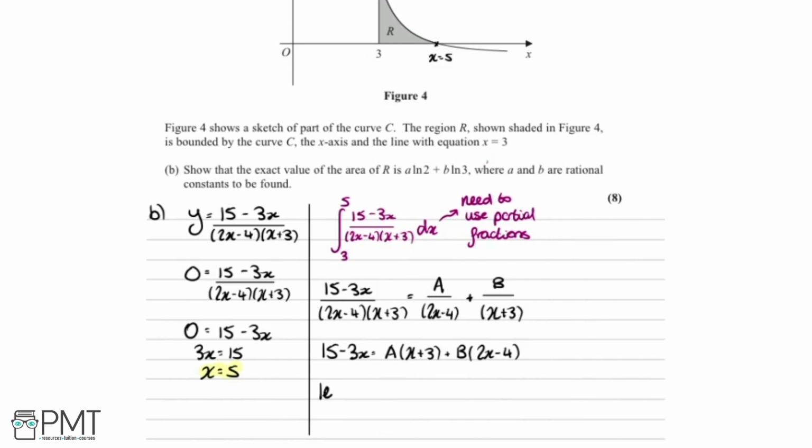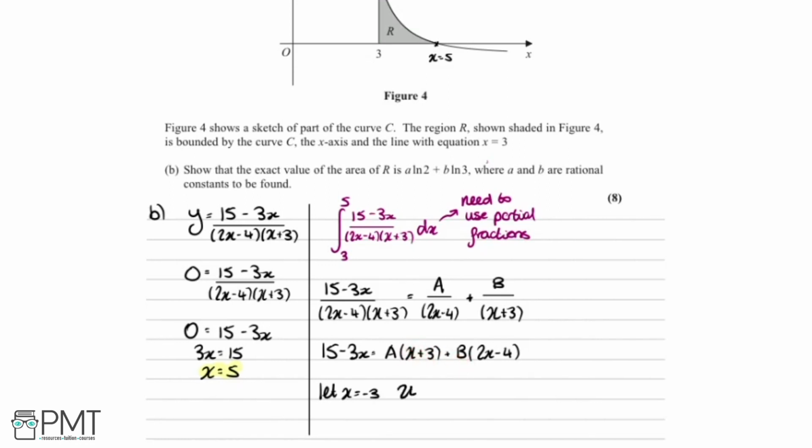Firstly, I want to try and work out what B is. So we want to work out a way to get rid of A. Well, if you multiply it by 0, you're going to get rid of it. So we're going to let x equals minus 3, which will mean that this bracket goes to 0, which means we're just left with B and we can solve for B.